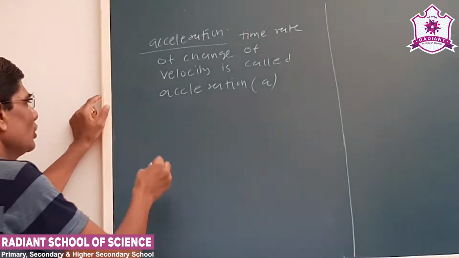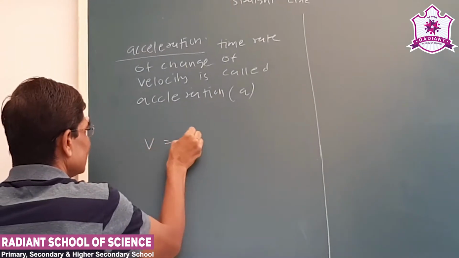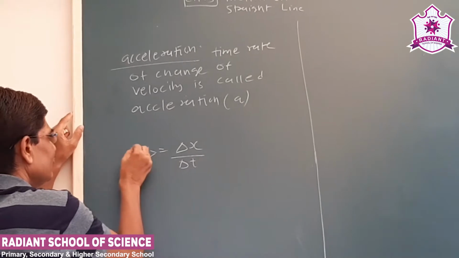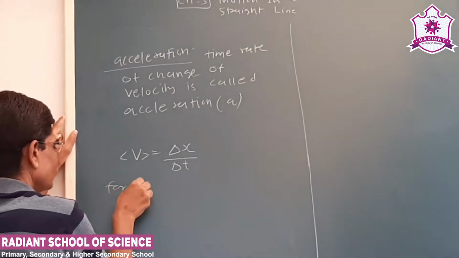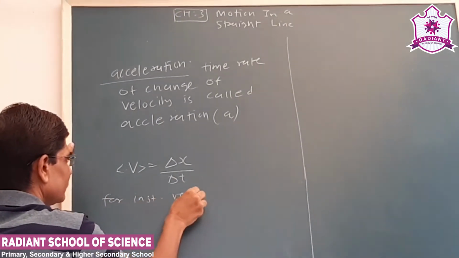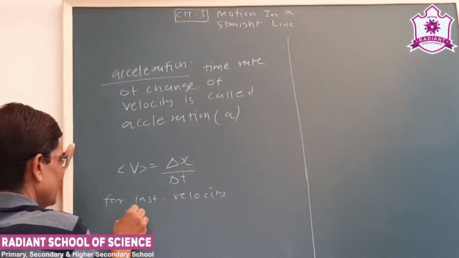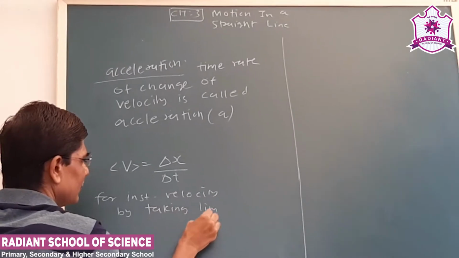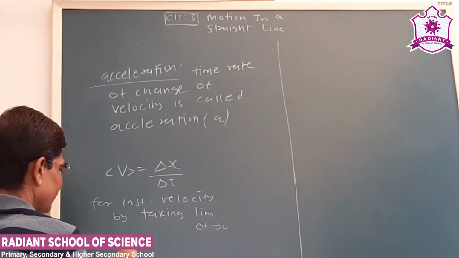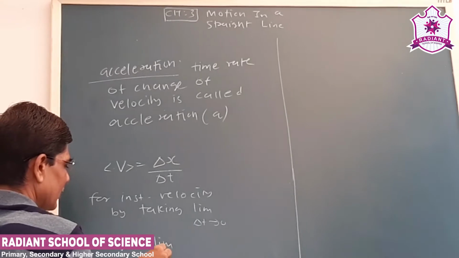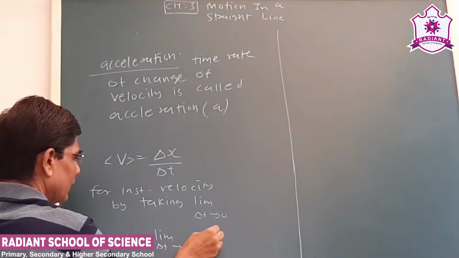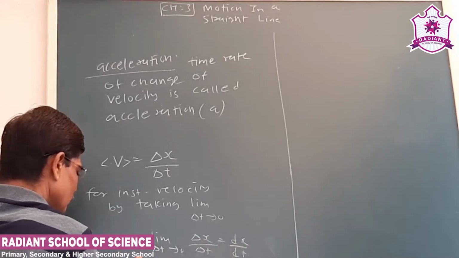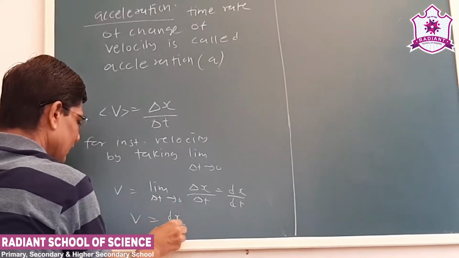Now earlier we saw velocity is delta x upon delta t. That is average velocity. For instantaneous velocity, by taking the limit delta t tends to 0, we get v is equal to limit delta t tends to 0 of delta x upon delta t, which is dx upon dt. So velocity we know is dx by dt.